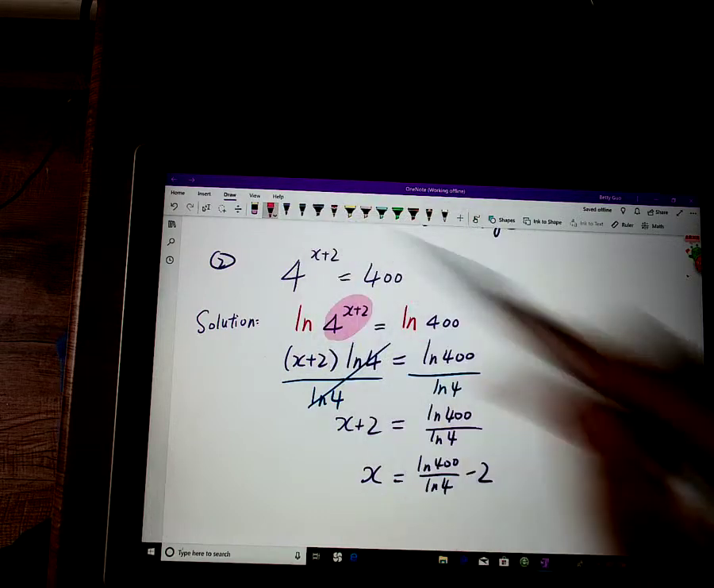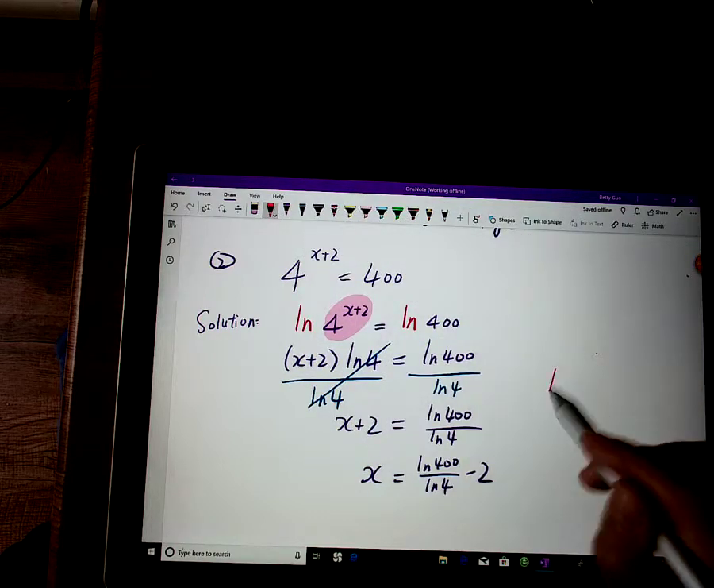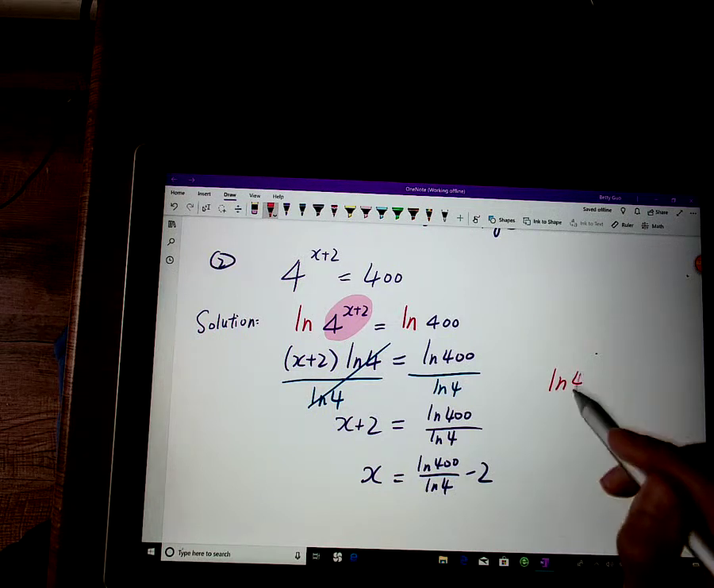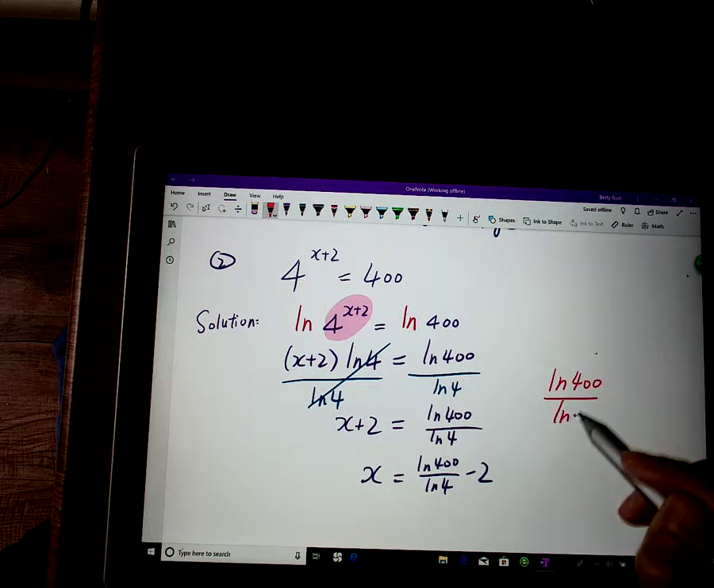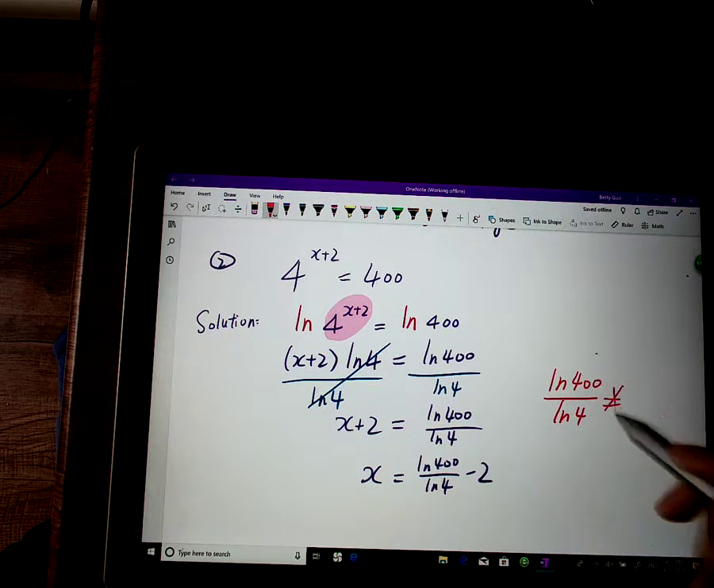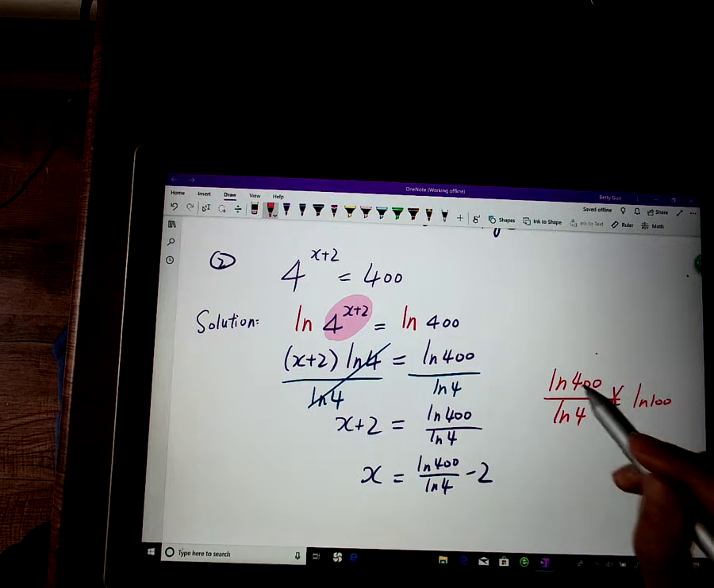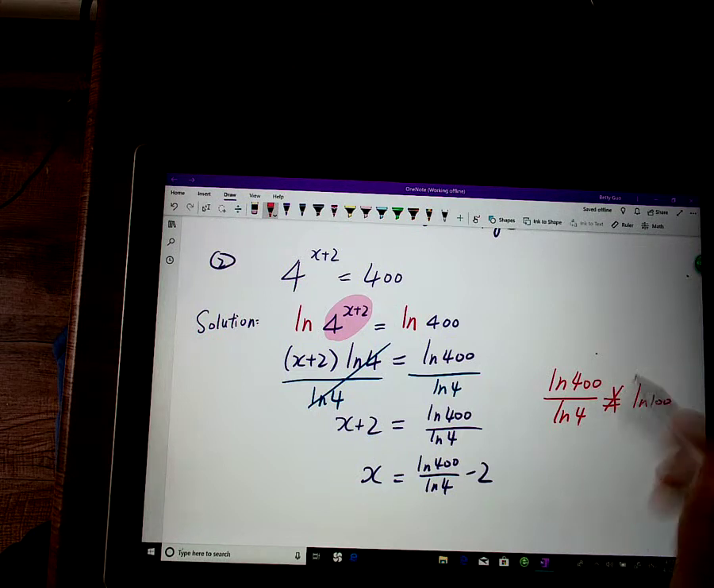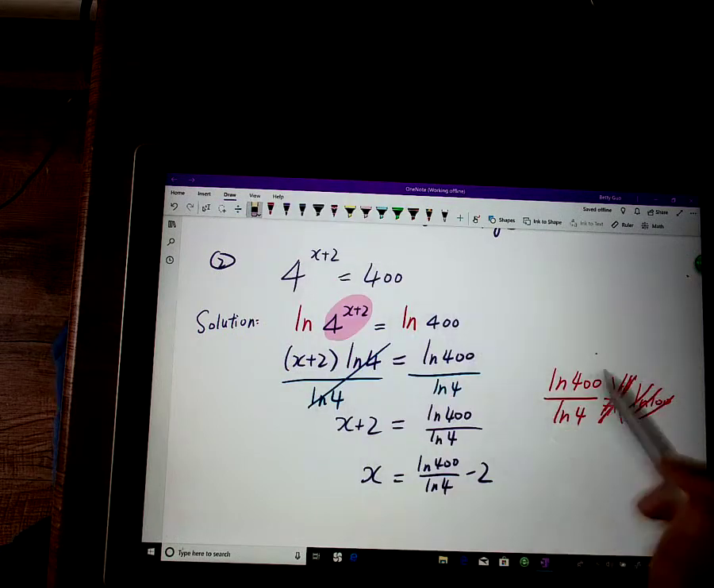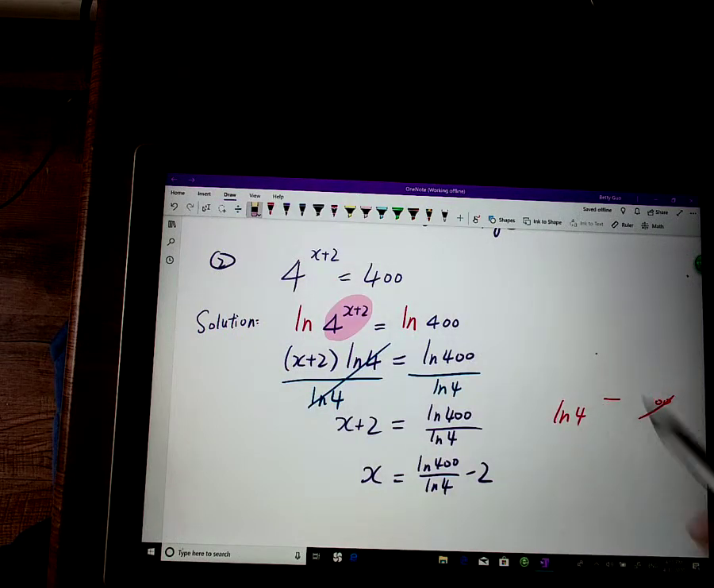One thing I want to point out is some students are pretty creative. This is wrong, by the way. They divide 400 by 4 and incorrectly get the result ln 100. That is wrong, okay? Please don't do that. We don't have any formulas like that.